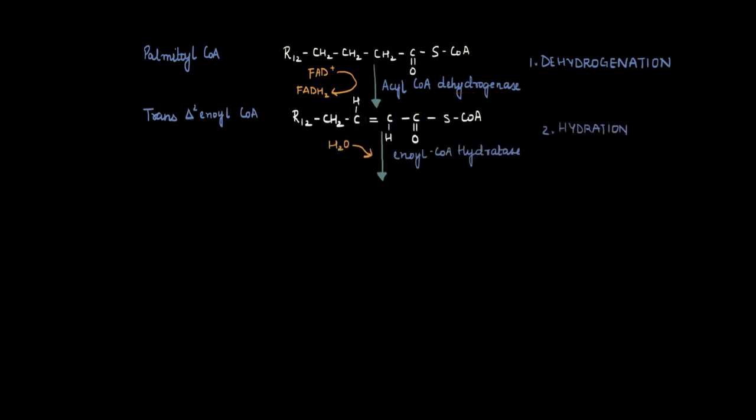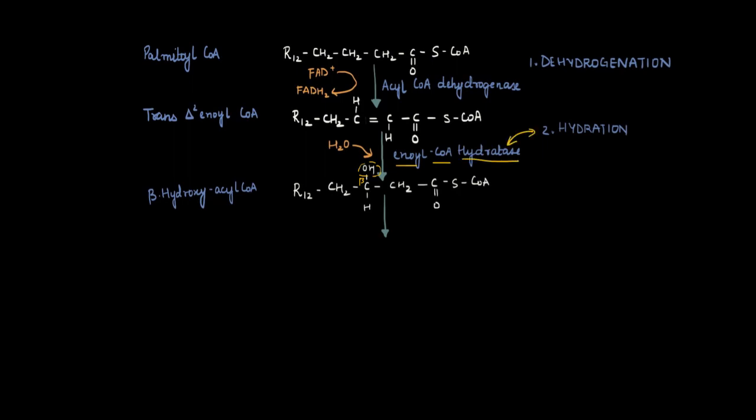Now next step that happens is hydration. H2O will be added. H2O add होगा. There will be formation of alcohol on the beta carbon. And hydration occurs in the presence of enoyl coenzyme A hydratase. Again जो प्रोसेस हो रहा है उसी के नाम का एंजाइम है. Now this trans-enoyl coenzyme A, this whole compound undergoes hydration to form beta hydroxy acyl coenzyme A. This is on beta carbon, hydroxy OH. ठीक है.